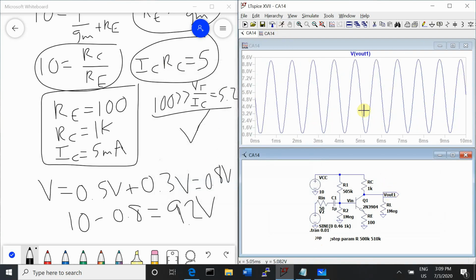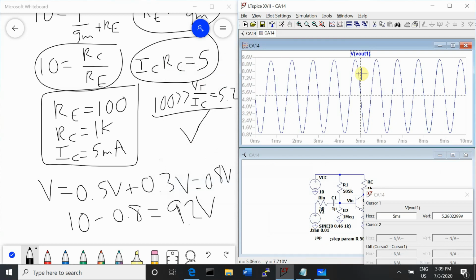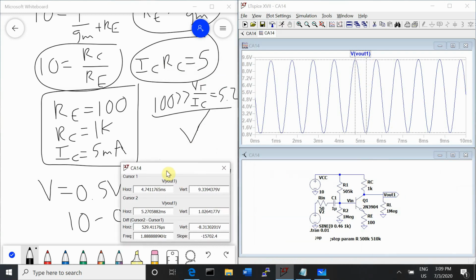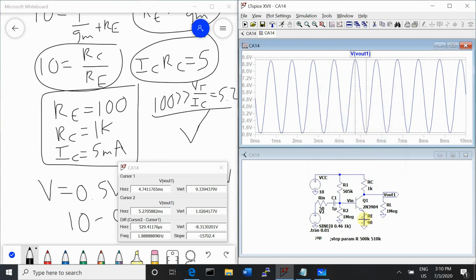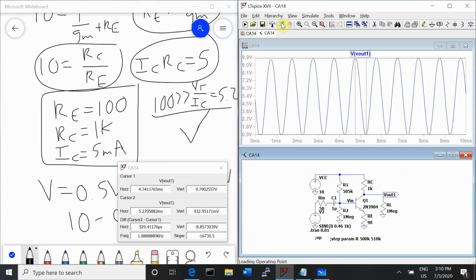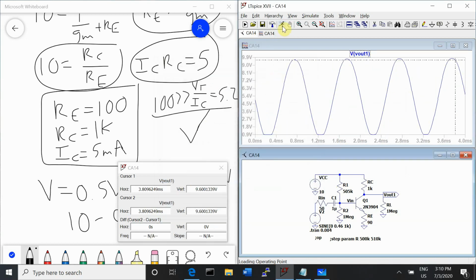Now we want to measure V out. And our voltage amplitude right now is 8.3. So we want to increase that. We can increase that by decreasing RE. And then we want to see if we're clipping on the top or the bottom. We'll zoom in on our transient analysis a little bit just to see that better. Looks like we are clipping a little bit on the bottom.